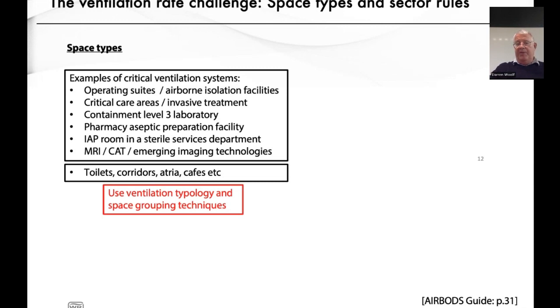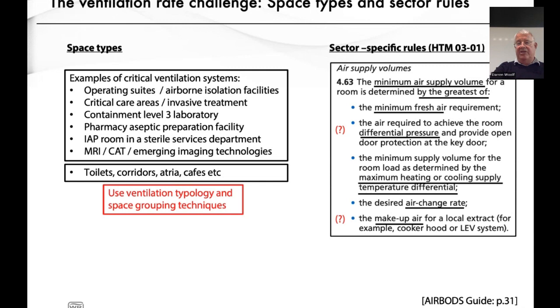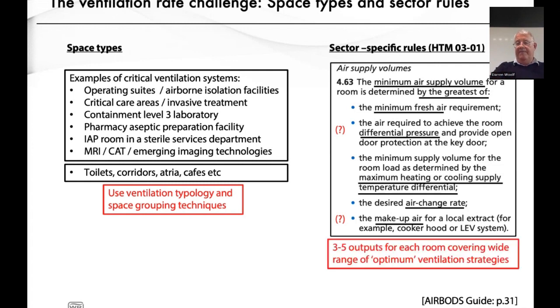One approach might be to use ventilation typology and space grouping techniques in order to categorize those that are quite similar, including what ventilation systems are there. Then there's sector specific rules. So it might be the minimum air supply volume is to be the greatest of minimum fresh air, maximum heating or cooling temperature differential, or air change rate. Or there might be a few other things within there that you need to consider.